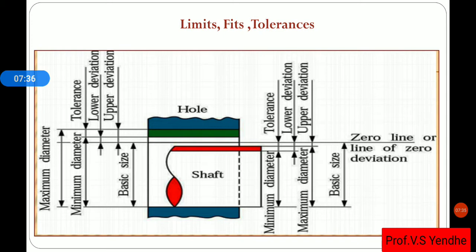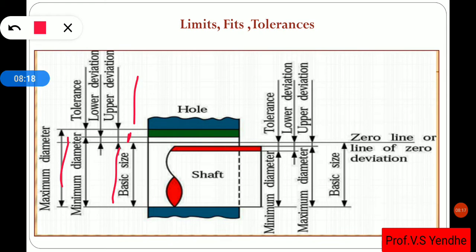Okay, then upper deviation. What is upper deviation? If you see in a diagram, here is shown the upper deviation. That means it is the difference between the maximum limit and the basic size. This is the maximum diameter of the shaft, and this is the basic size. So the difference between the maximum diameter of the shaft and the basic size is known as the upper deviation.